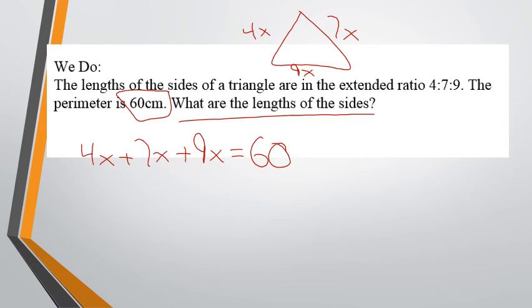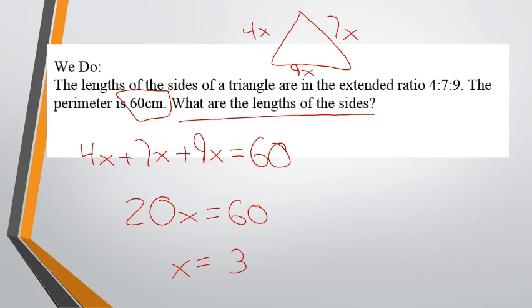Now, if we go back, on the previous question we were just asking for the longest side. Now it's asking for all the sides, so you've got to find them all. So you're going to combine your like terms. We combine our like terms, we get 20x. We divide by 20 on both sides, we get x to be 3.